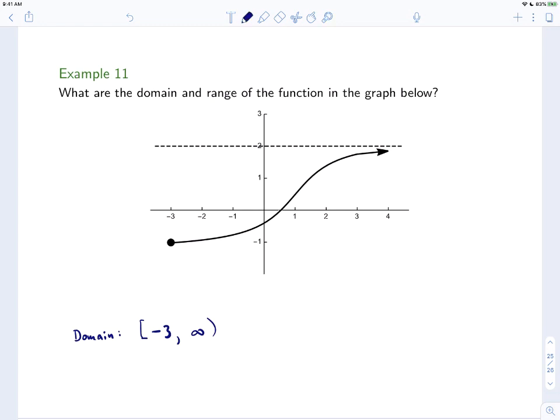Okay, well, what about the range? The smallest y value is -1. The smallest y value is how far down you can go. And how far down I can go is right here.